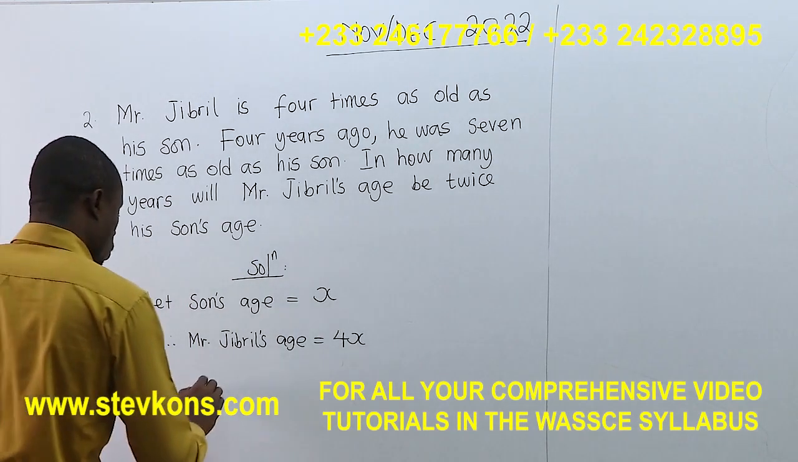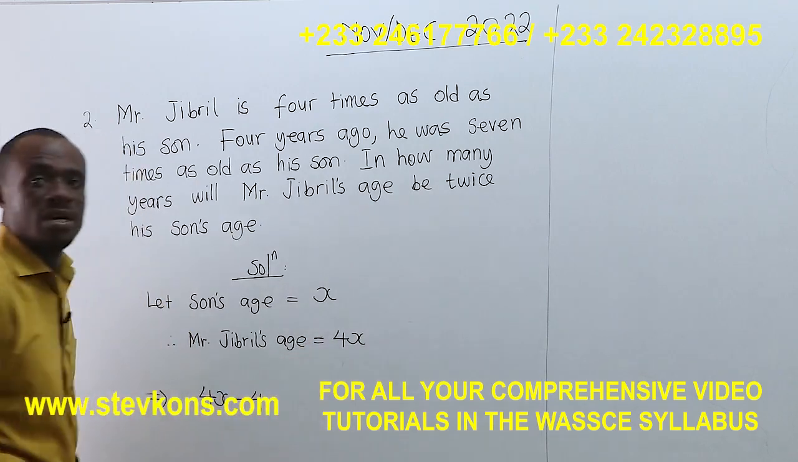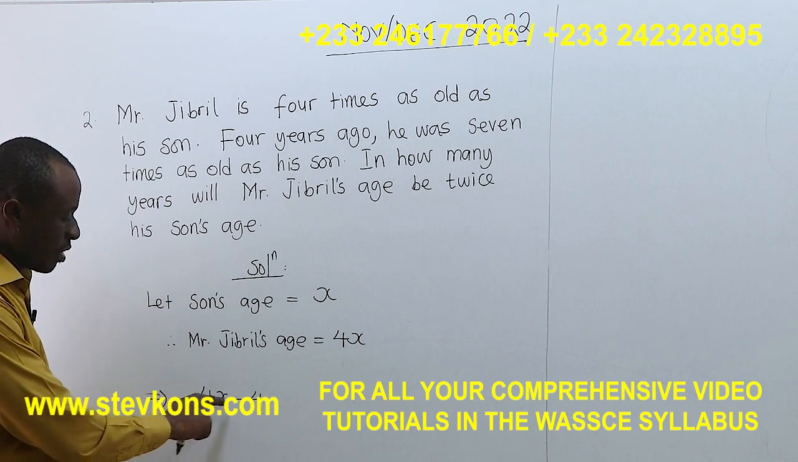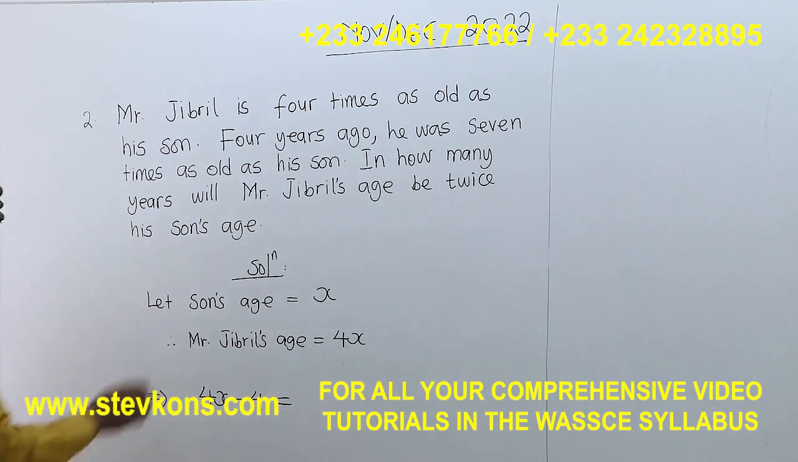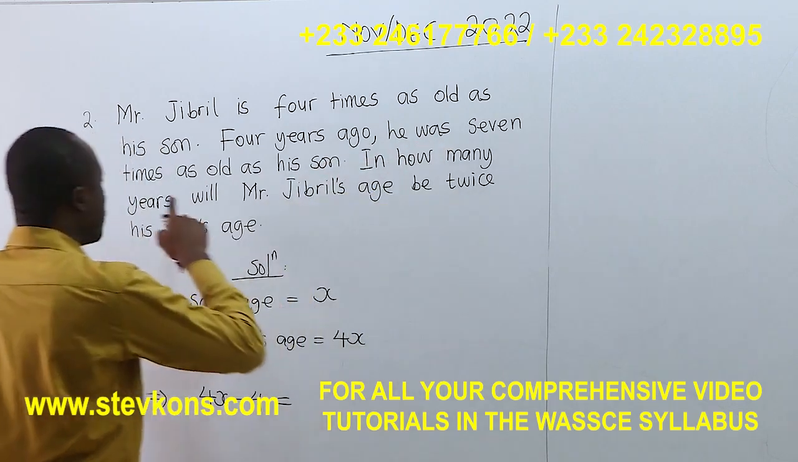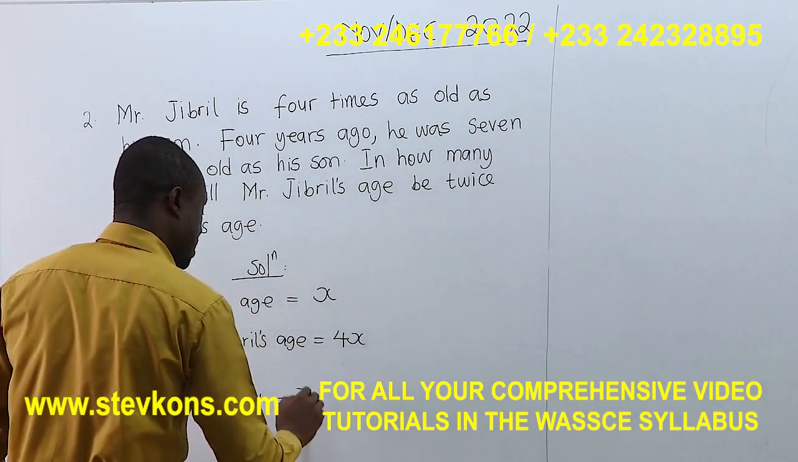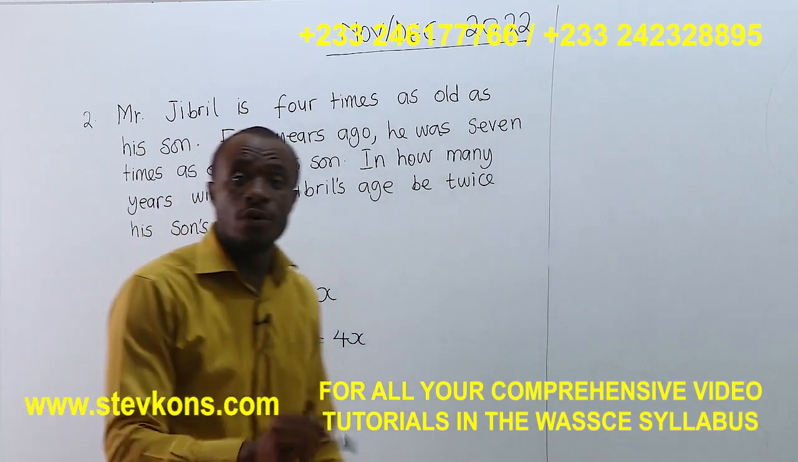Jibril's age will be 4X minus 4, because his age now is 4X. So 4 years ago, Mr. Jibril's age will be 4X minus 4. And then we are being told that 4 years ago, he was 7 times as old as his son. So that is 7 times. What is the age of the son 4 years ago?